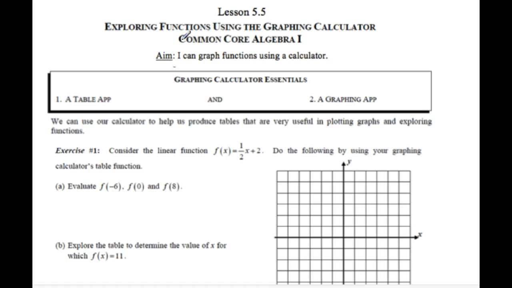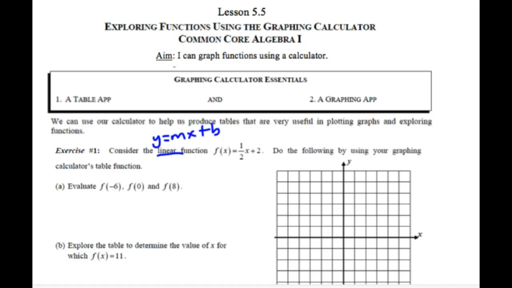Graphing calculators are essential. We use the table app and we use the graphing app. The first thing we're going to look at is exercise 1. Consider a linear function. Remember, a linear function is in the form y equals mx plus b, where m is your slope and b is your y-intercept. So our linear function is f of x equals half x plus 2. Do the following using your graphing calculator.